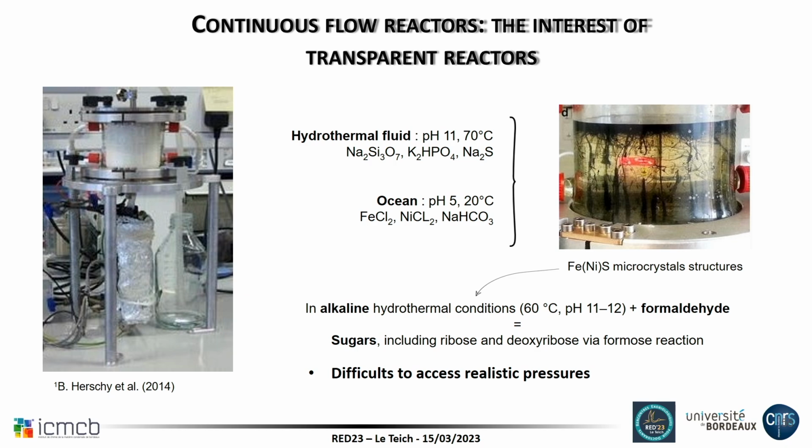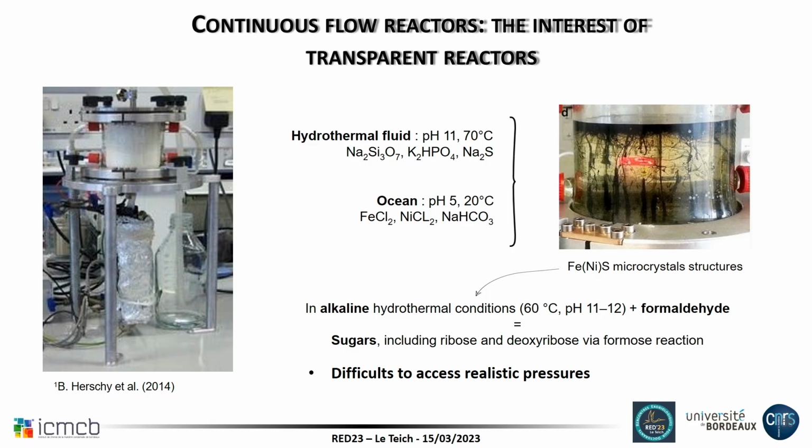It's interesting to have a transparent reactor when you work in continuous flow, and I really like this example because they were actually able to grow a chimney inside the transparent reactor that you have here. So they flow two fluids, one fluid in another. A hydrothermal fluid at 70 Celsius degrees, so this could be more realistic for a white smoker, not really for a black smoker. And the ocean temperature considered was pretty low here. And basically they were able to grow iron sulfate microcrystal structures that combine together to form this really tiny chimney.